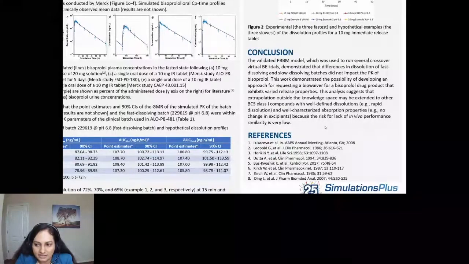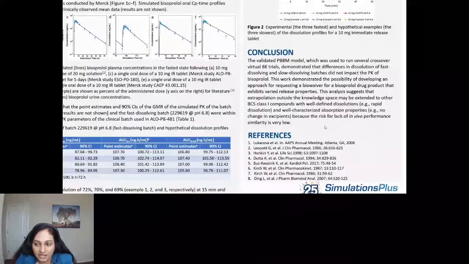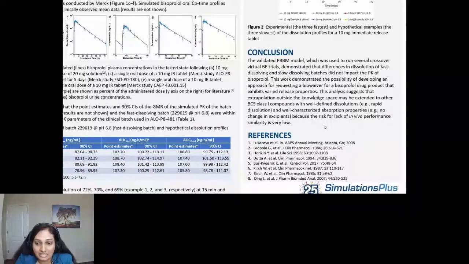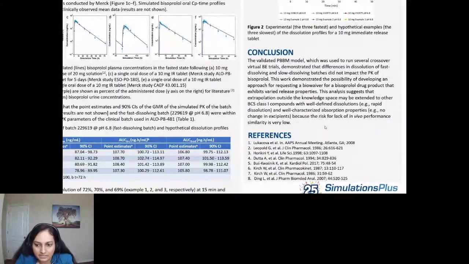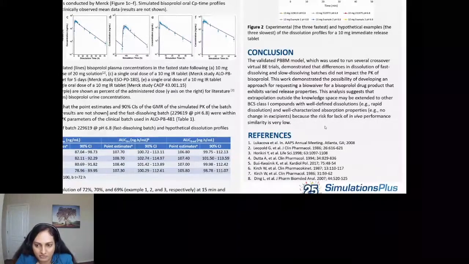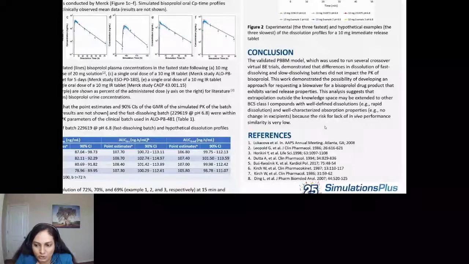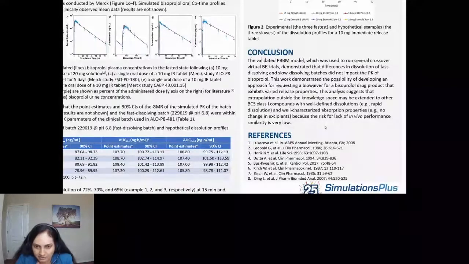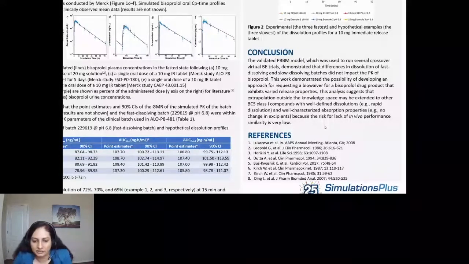With this analysis, we also demonstrated that we could expand the safe space by extrapolating the dissolution beyond the knowledge space for a compound which has well-defined dissolution and absorption properties. So thank you for your time, and I'm happy to take any questions you might have.